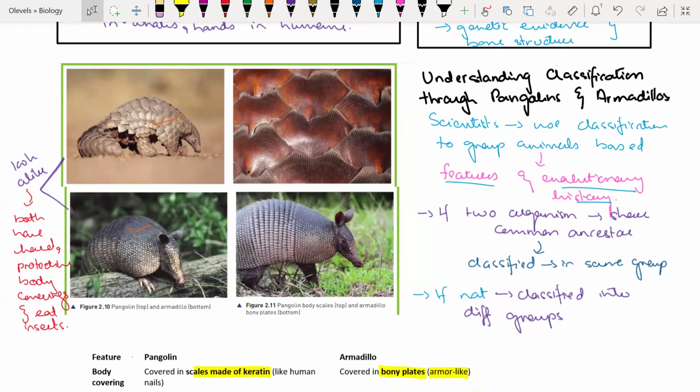Okay, ma'am. So, ma'am, their order is different. Yeah, their order is different. Okay.